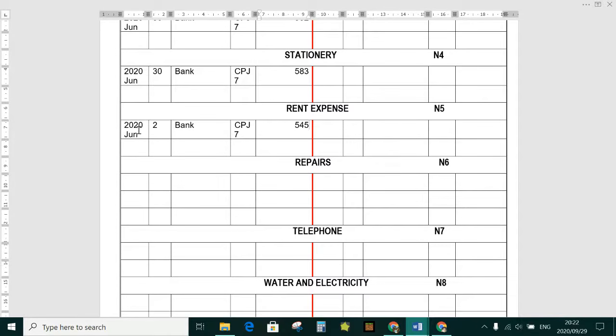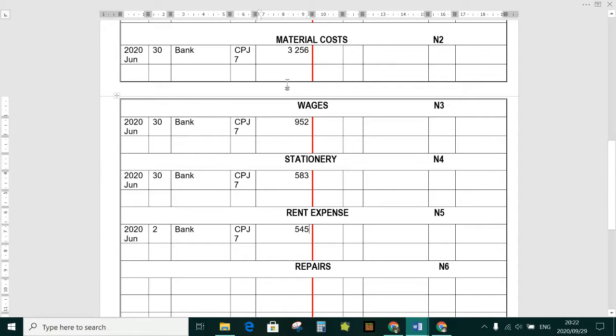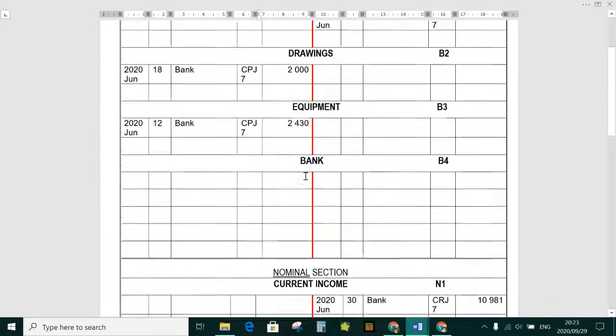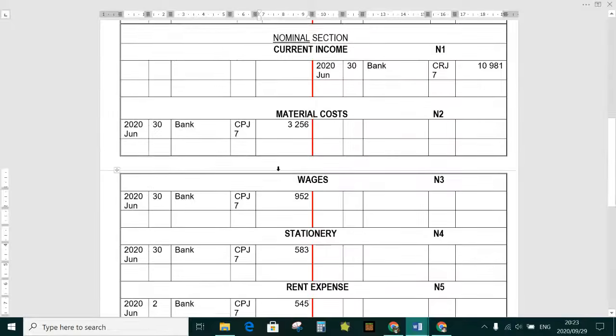545 Rand. You'll notice none of these accounts have been totaled because there is only one amount. So we can look at it and we can see what is the total value of rent expense in the business. It's 545 Rand. Stationery, it's 583 Rand. What is the total value of capital? It's 11,000. When there's one amount, one line, we do not add it up. We can see what the total is.